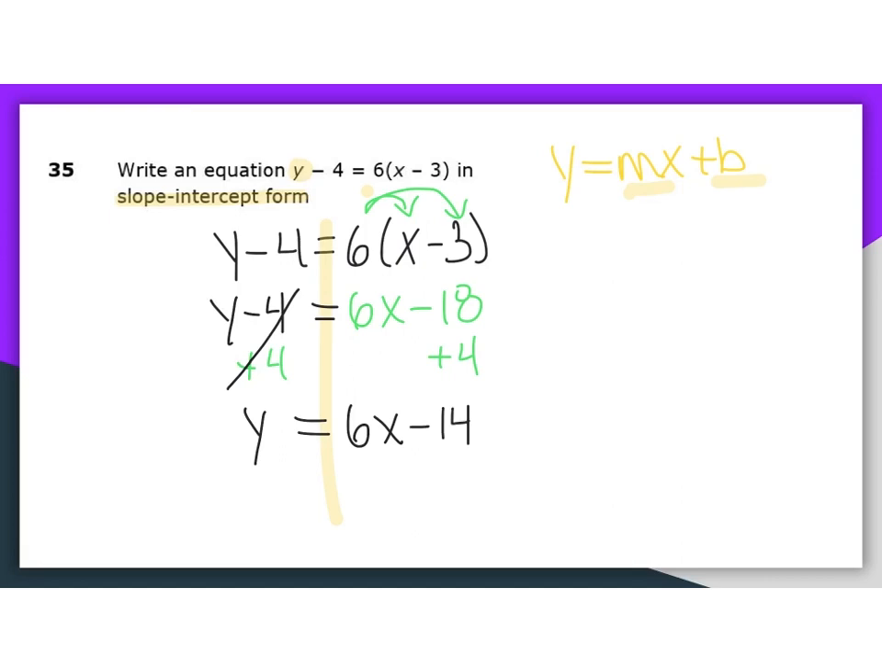And then we can see this is in slope-intercept form. We have y equals 6x minus 14. 6 would be the slope. Negative 14 is the y-intercept.